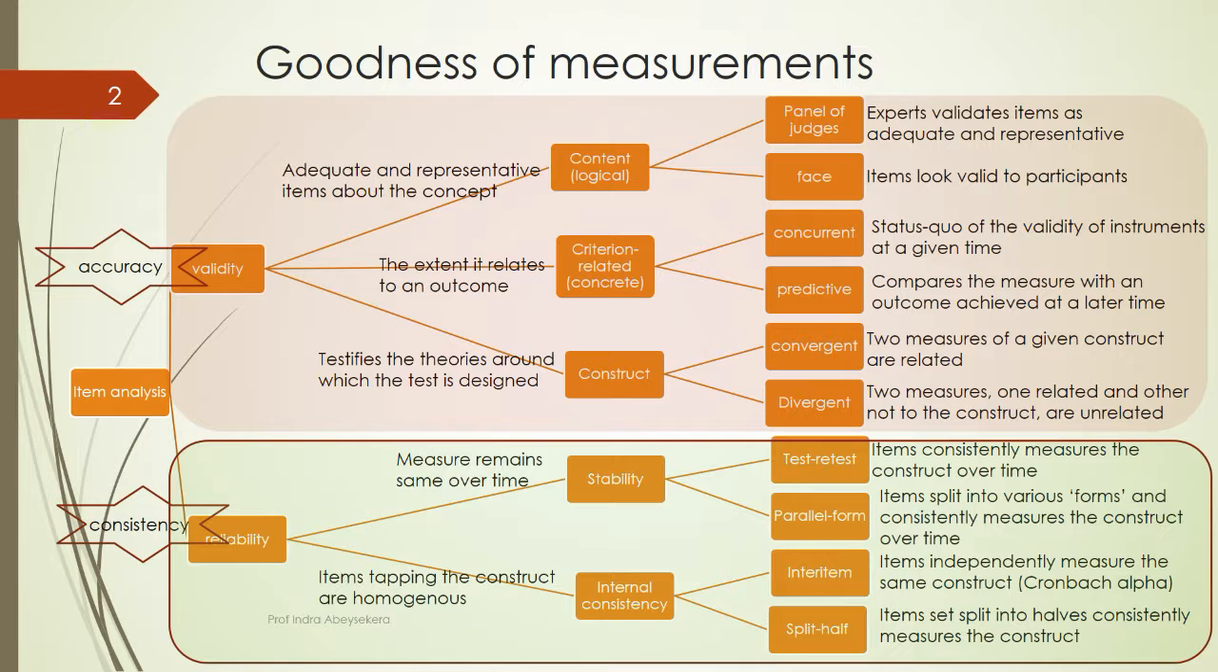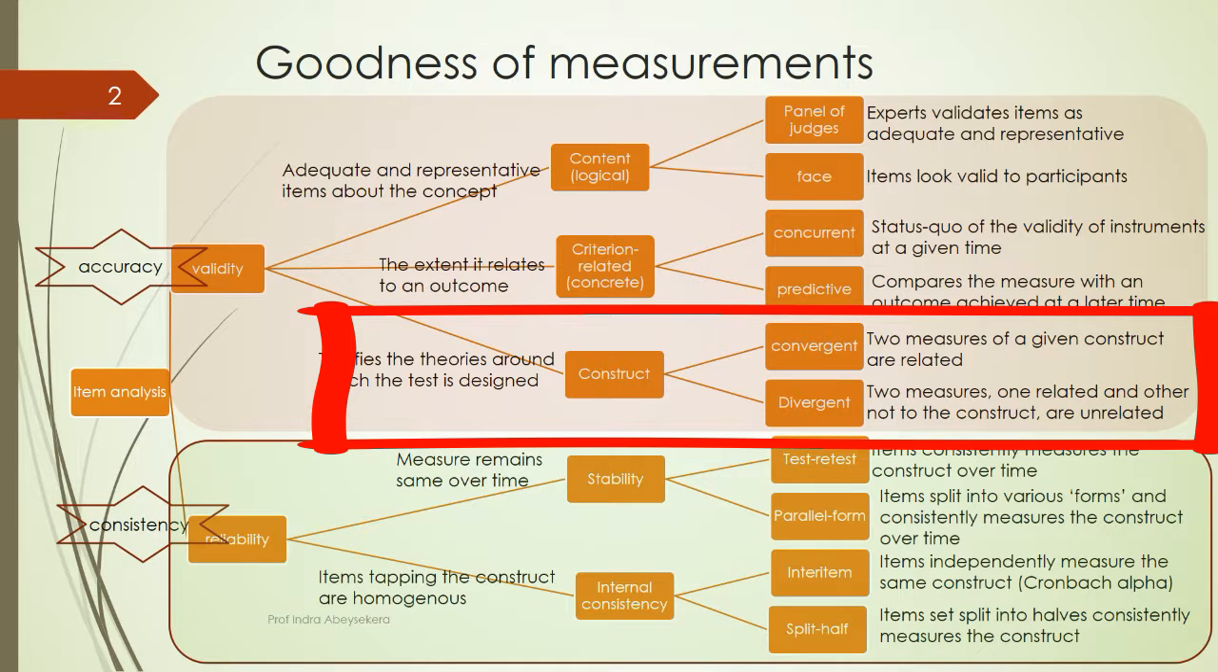The third type of validity is the construct validity. It testifies the theories around which the test is designed. There are two under construct validity. Convergent is where the two measurements of a given construct are related. The second is the divergent validity, where the two measures are unrelated, one related, the other one is not related to the construct.